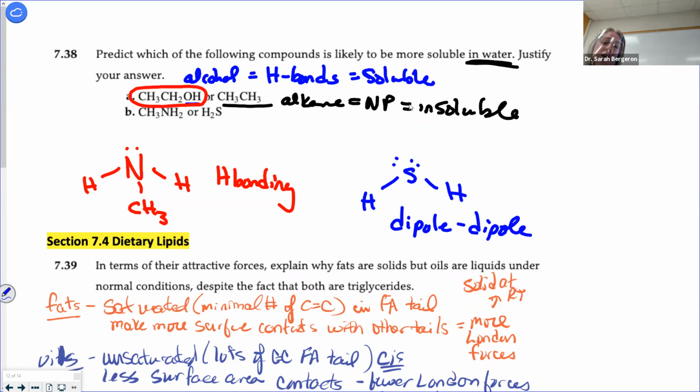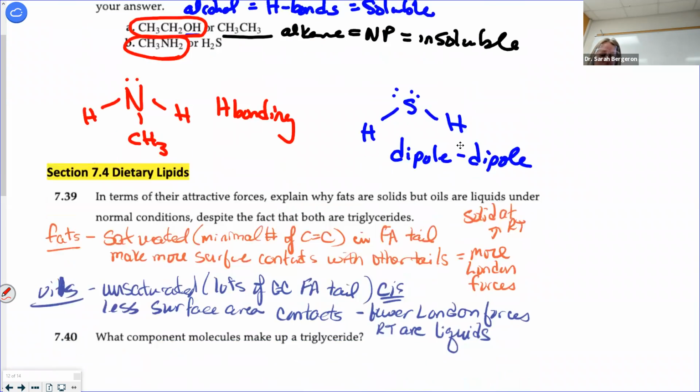Okay, so which one? CH3NH2 or H2S? More likely to be soluble. The first one. Hydrogen bonding has stronger interactions with water than dipole-dipole. They'll both be soluble, but which is more soluble? Hydrogen bonding, because it's a stronger intermolecular force. Okay.